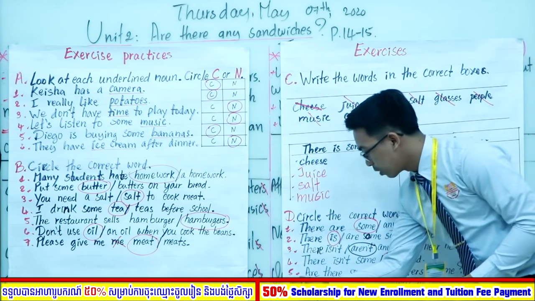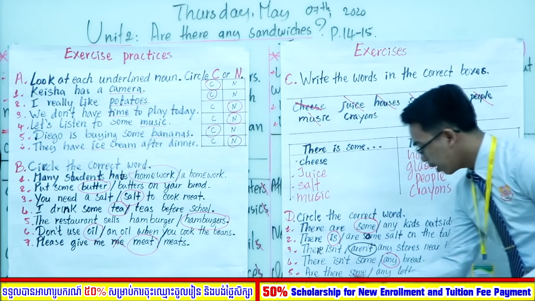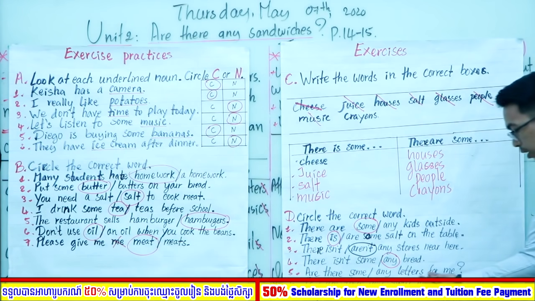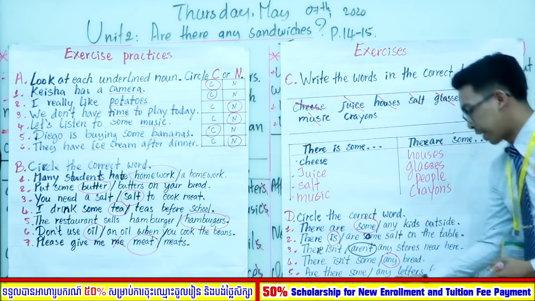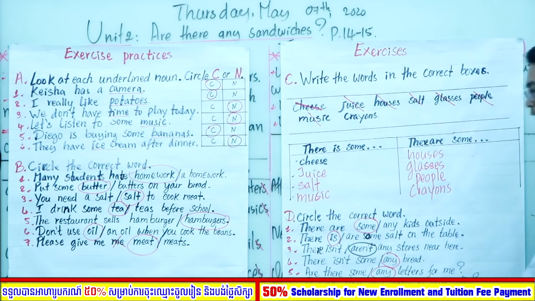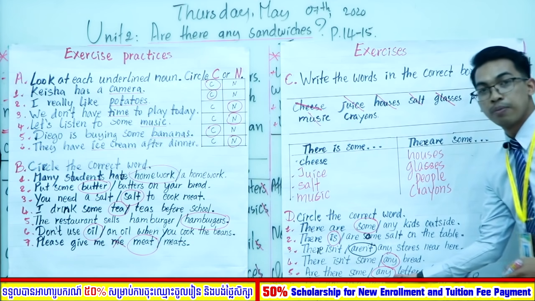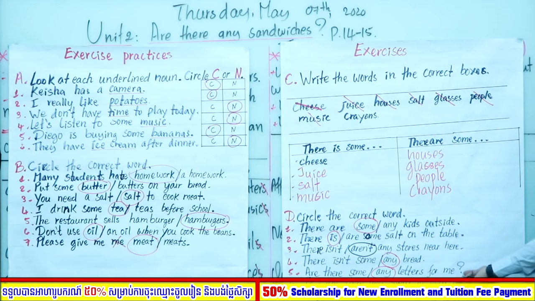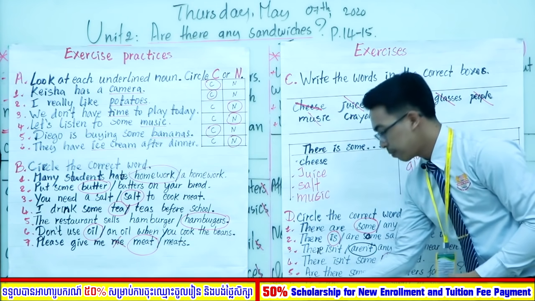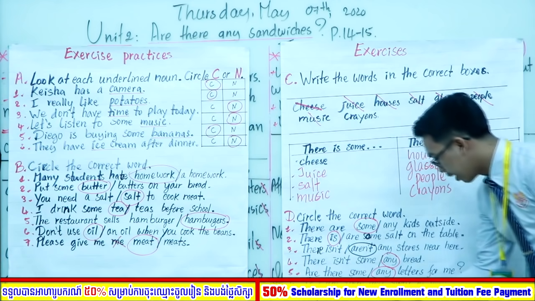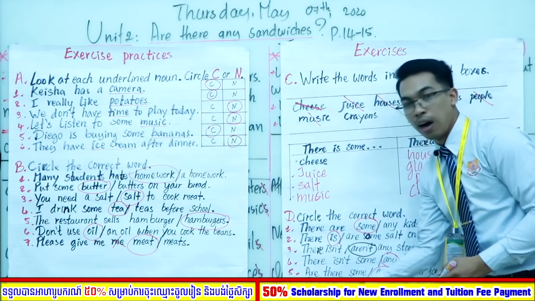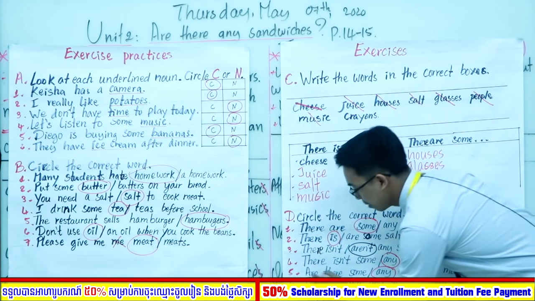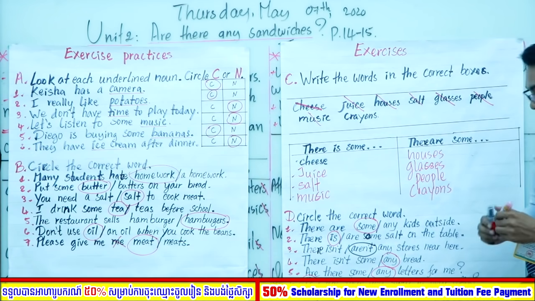Now the next one, number 5: are there some or any letters for me? Which is correct, some or any? Very good, any. Any letters for me. The last one, number 6: is or are there any sugar in your coffee? The correct answer is the word is. Is there any sugar in your coffee?